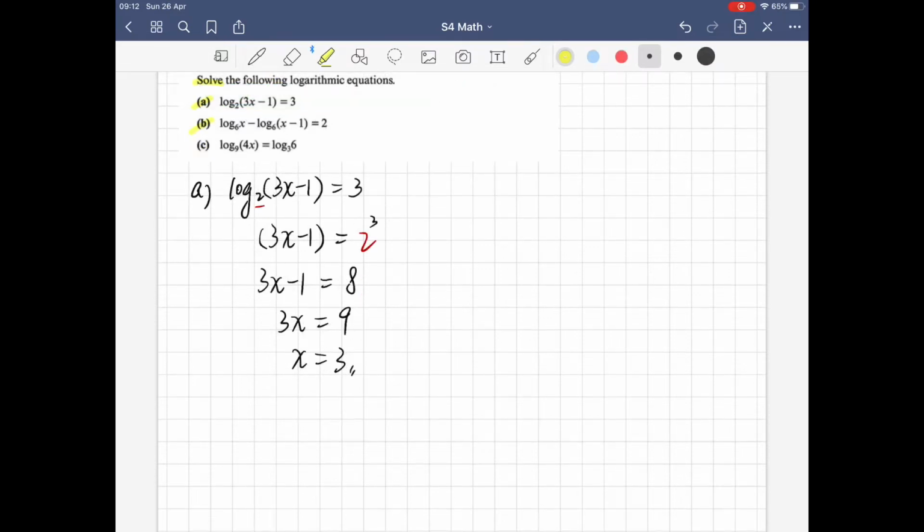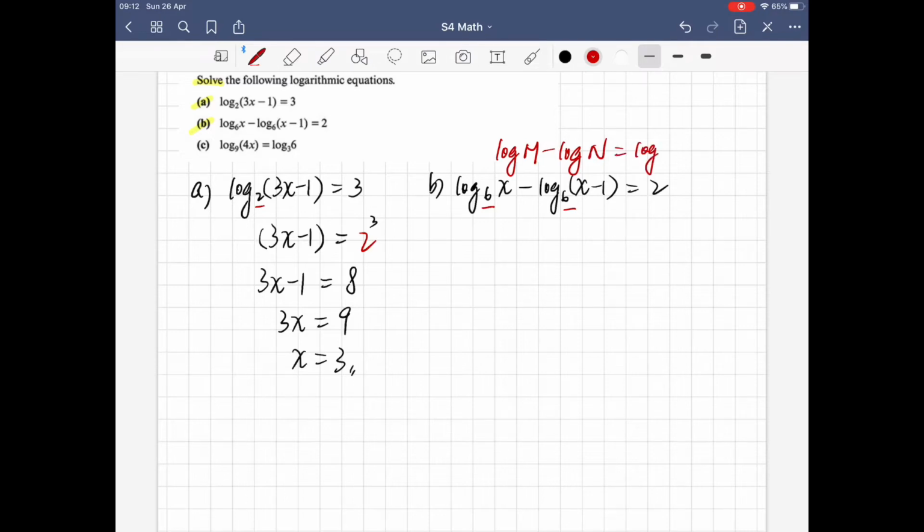Then let's take a look at part B of the question. In this question, we have log x with base 6 minus log of x minus 1 with base 6 equals 2. As you can see, all the terms are using the base of 6. Therefore, we can group the logs together using the property log m minus log n equals log m over n. So that we have log of x over x minus 1 with base 6 equals 2.